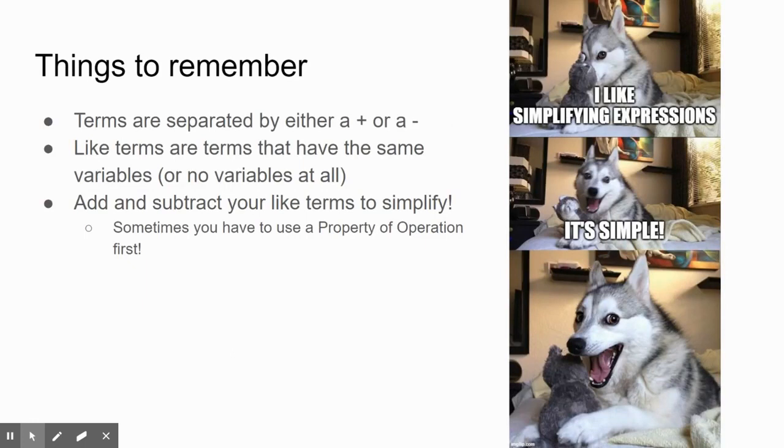All right, so things to remember about simplifying expressions. First off, you have to remember what a term is. A term is separated by either a plus sign or a minus sign in your expression. Like terms are terms that have the same variables, or no variable at all. Again, it gets a little bit more complicated, but we'll keep it at that for right now. And then you just have to add and subtract your like terms to simplify. Sometimes you have to use a property of operation first, like we use the distributive property in the example.